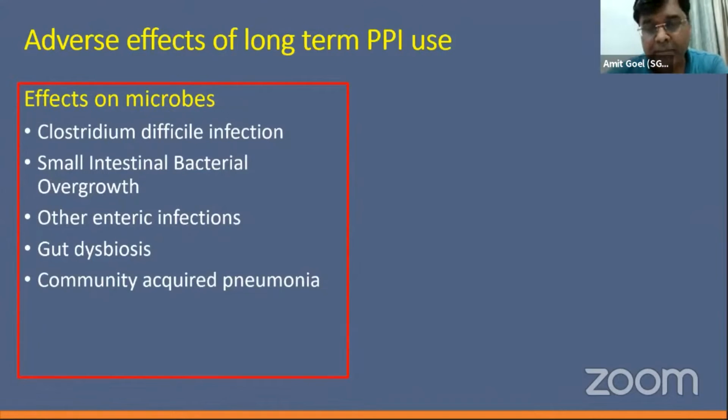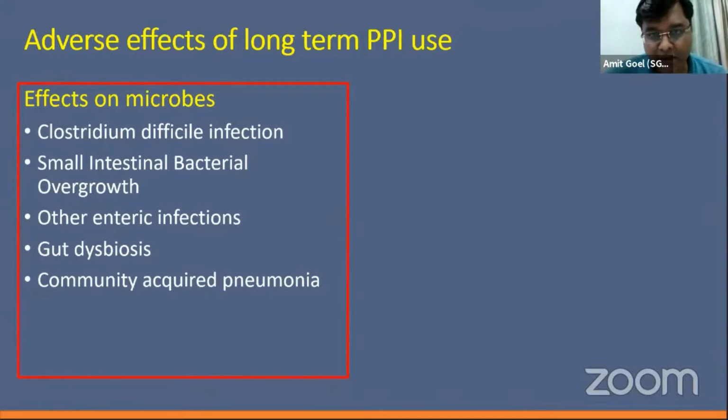Adverse effects of PPI have two broad categories. The primary effect is on microbes. It alters the gut microbiota. It promotes the growth of Clostridium difficile, small intestinal bacterial overgrowth, other enteric infection, community acquired pneumonia. It's all through the alteration in the composition of gut flora, as we have learned that the good bacteria is reduced and the bad bacteria is increased. I will not talk about it.